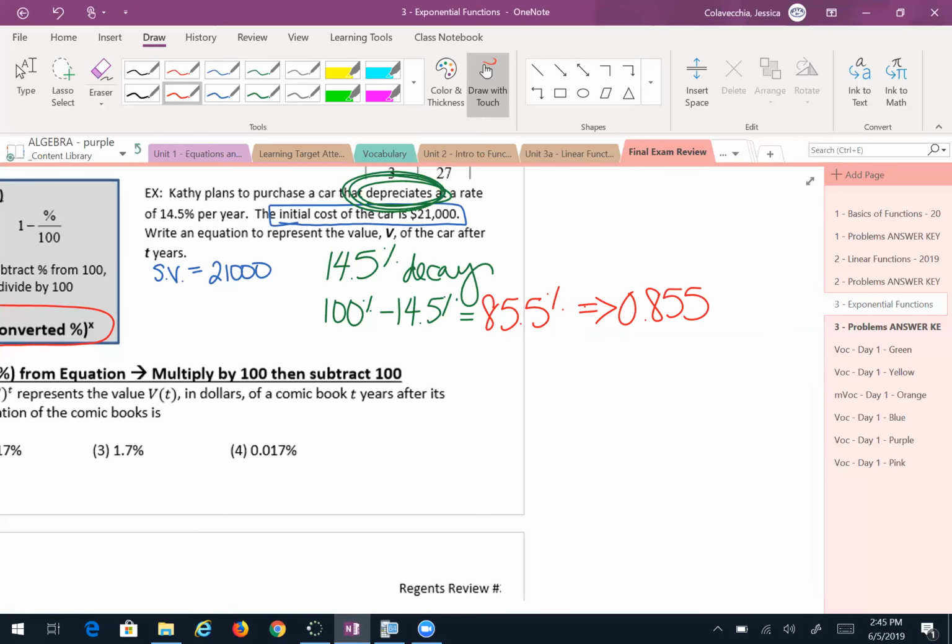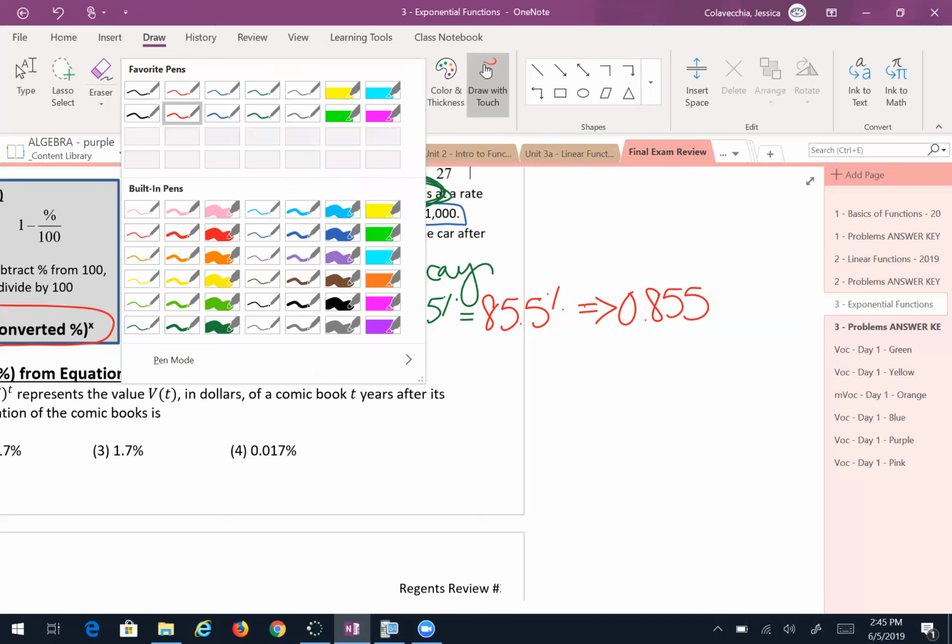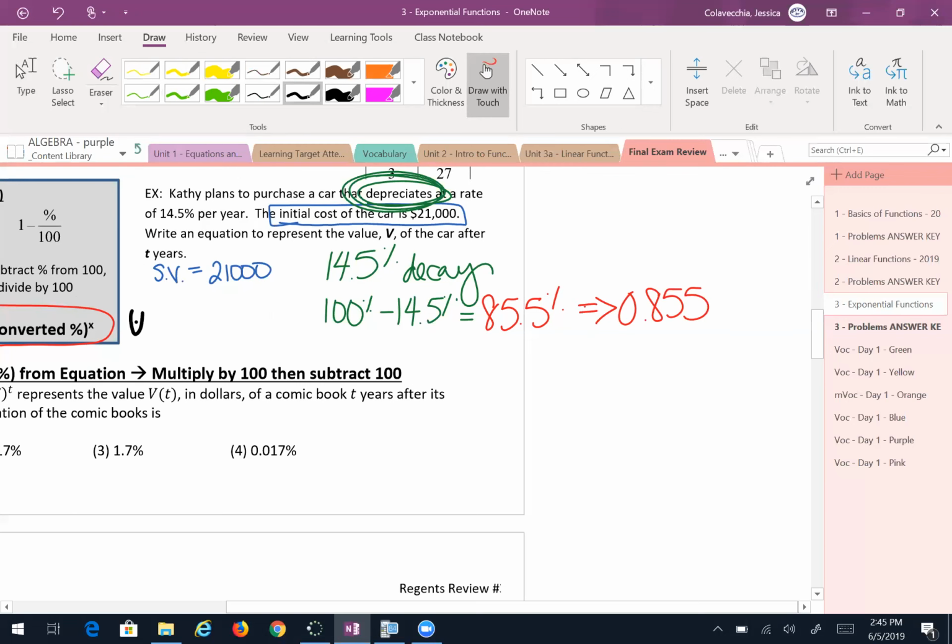Have I finished the problem now? Have I finished the problem, guys? No, I actually have to write the equation now. So my equation is V, because it tells me V. V equals my starting value, so 21,000. Inside my parentheses is going to be my converted percent to the T.